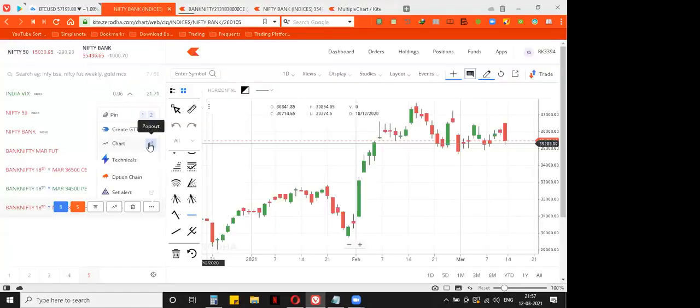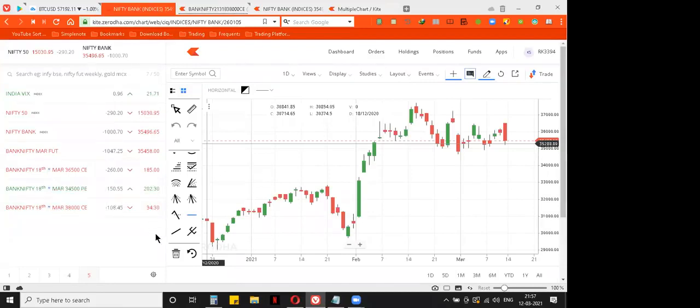Now I prefer deep out of the money options on Friday, and then gradually I slide it closer from Monday to Wednesday. And of course on Thursday I prefer to have only ATM strike prices, because by the time the premium decay would have happened and you will get these things at a much cheaper price.